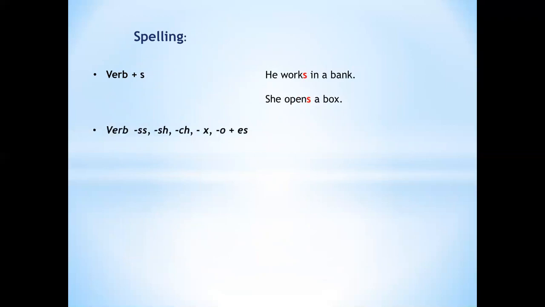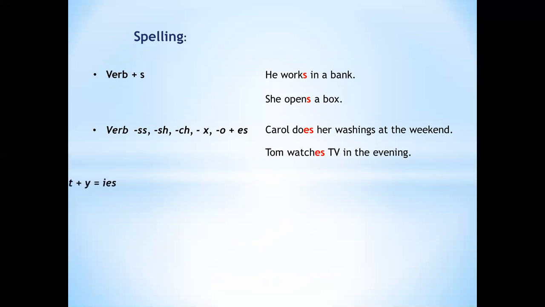Let's consider some spelling rules for the endings in the third person. Mainly, with he, she, it, we add the s ending. For example, he works in a bank. She opens a box. However, if the verb ends in ss, sh, ch, x, or o, we have to add es. For example, Carol does her washing at the weekend. Tom watches TV in the evening.